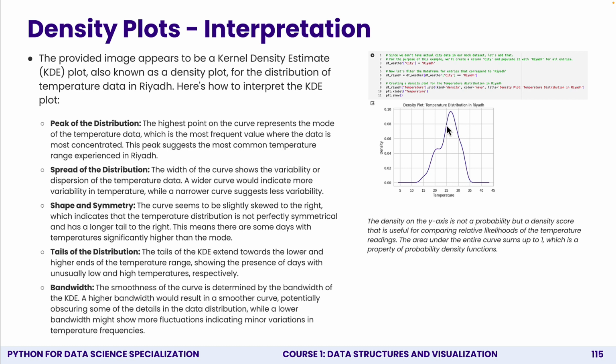So I think we identify it to be around 26 or 27. So the peak suggests the most common temperature range experienced in Riyadh. And also the spread of the distribution, the width.